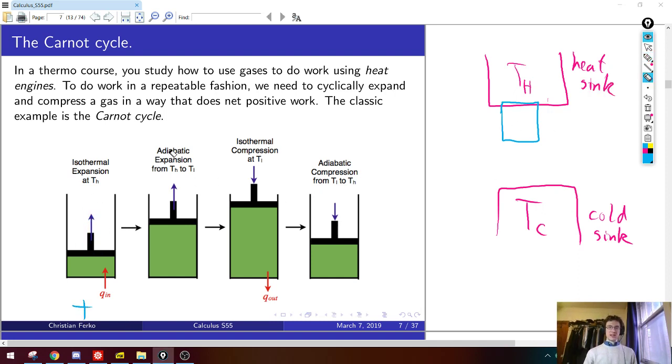Then there's a second step called adiabatic expansion from T hot to T cold. In this picture it's TL for low, but I prefer TC for cold. So what does adiabatic expansion mean? Adiabatic expansion means I move it far away. Imagine that this is a larger distance. I move it far away from the heat sink. Adiabatic just means it's not taking in any heat or putting off any heat to its environment. It's just doing whatever with the energy, and none is going in or out.